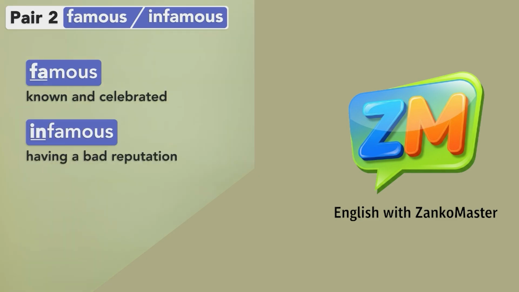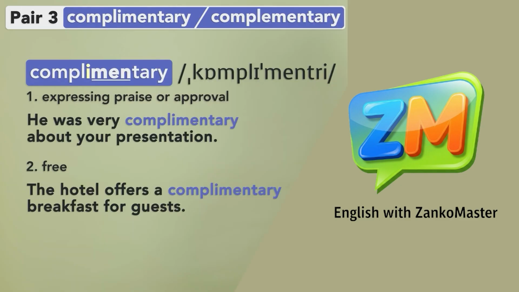So, to recap, famous generally means known and celebrated. Infamous generally means having a bad reputation. All right, the next pair is one I get confused about sometimes when I'm writing. Complimentary and complementary. They're pronounced the same, but one is spelt with an I and the other with an E.